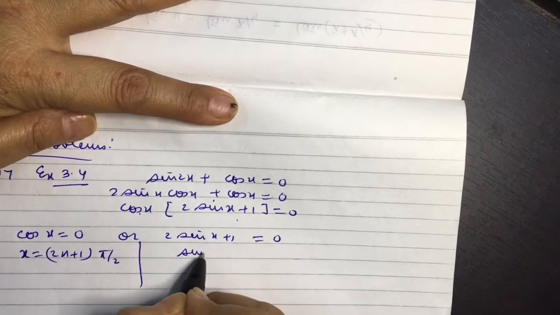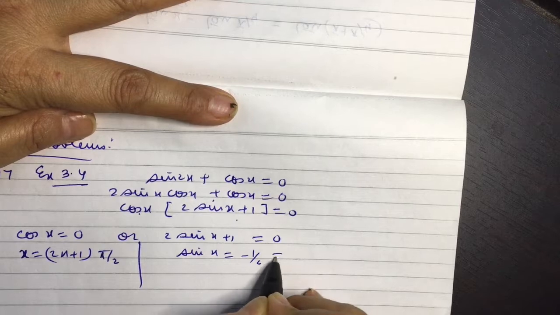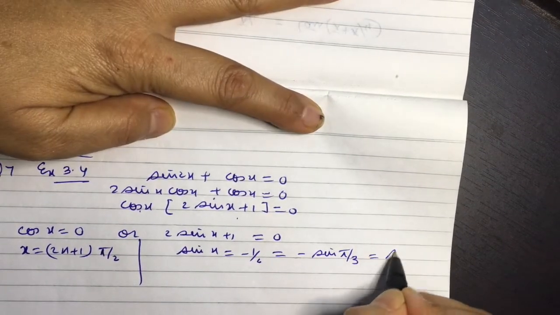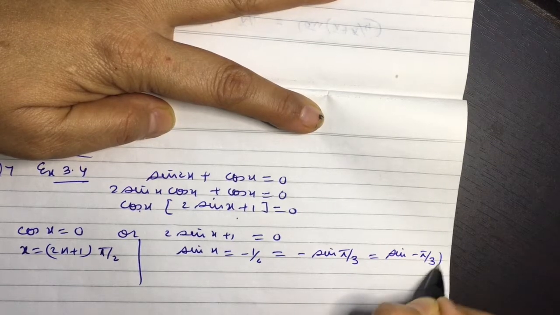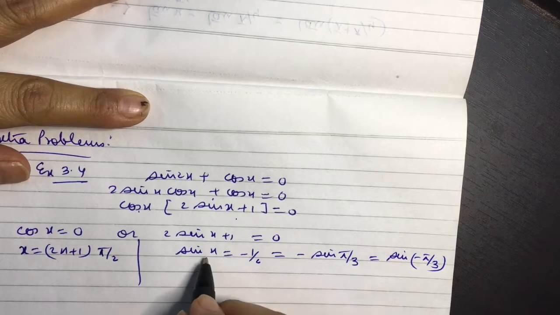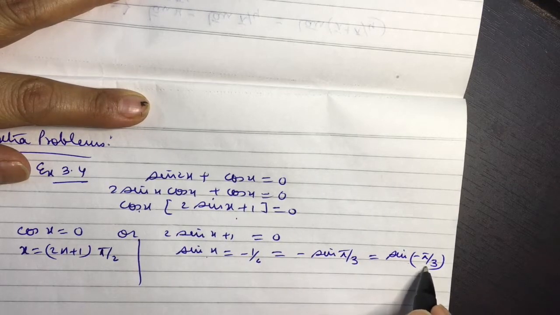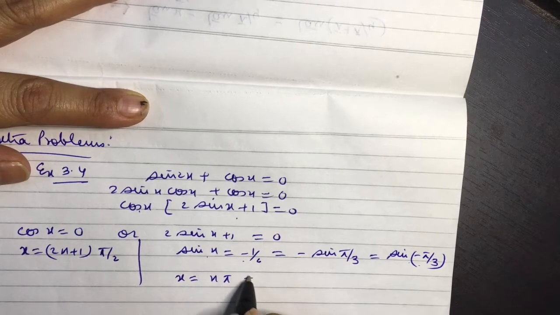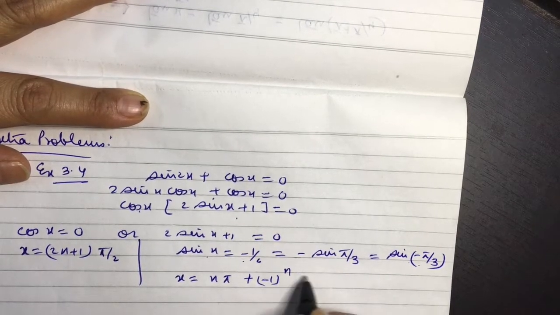And here you get sin x equal to minus half, which is minus of sin pi by 3, which is sine of minus pi by 3. I could have even written it as sine of 2 pi minus pi by 3. Now sin x equal to sin y, this result I am going to use. So x is equal to n pi plus minus 1 raised to n.